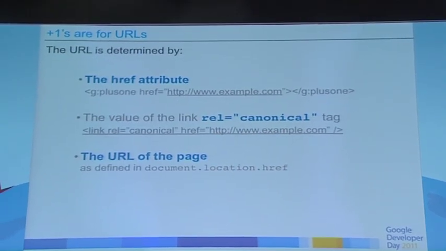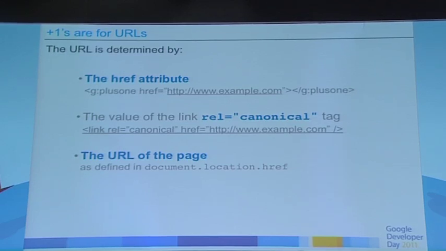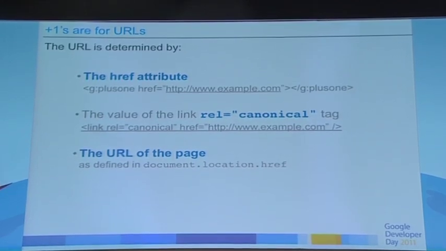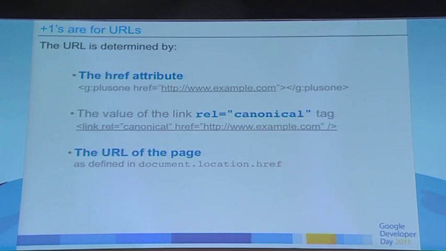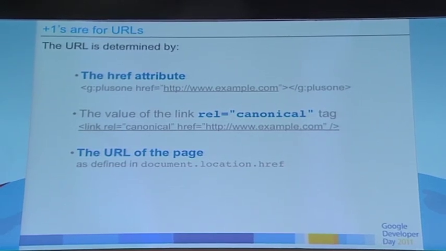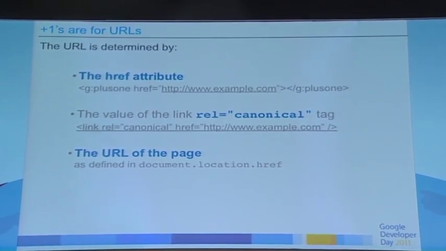So when you're looking at the URL, when our crawler is looking at the URL, we're going to pick based on, do you explicitly set the href? In which case, we'll believe that. If you don't explicitly set the href, we'll look for rel canonical in the page somewhere. And if you don't do that, we'll guess, because we'll assume that the button is on the page you want the +1.